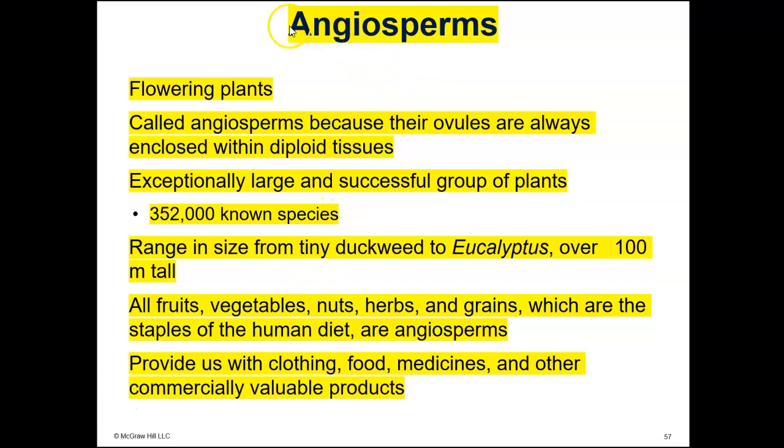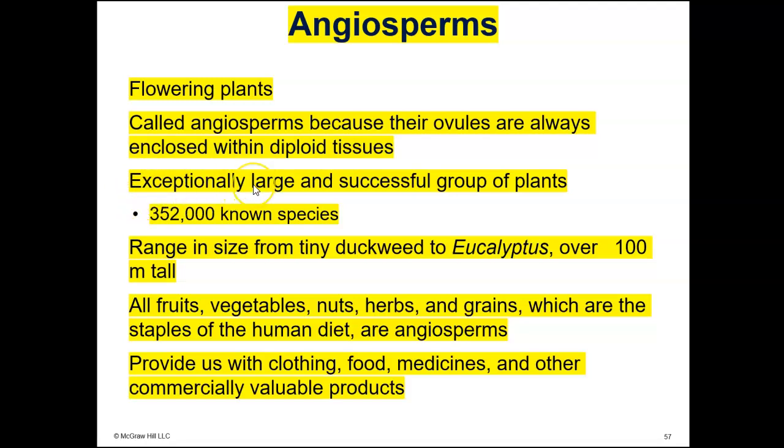Angiosperm means, angio means covered, sperm means seed. So these are seeds that are covered with a fruit. And if you have fruit, you also have a flower. So the angiosperms are the flowering plants. They are called angiosperms because their ovules are always enclosed within diploid tissues, meaning fruit.